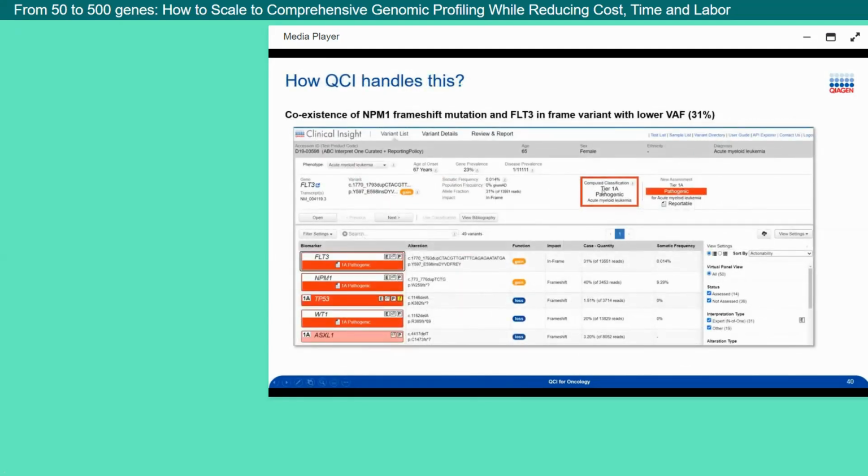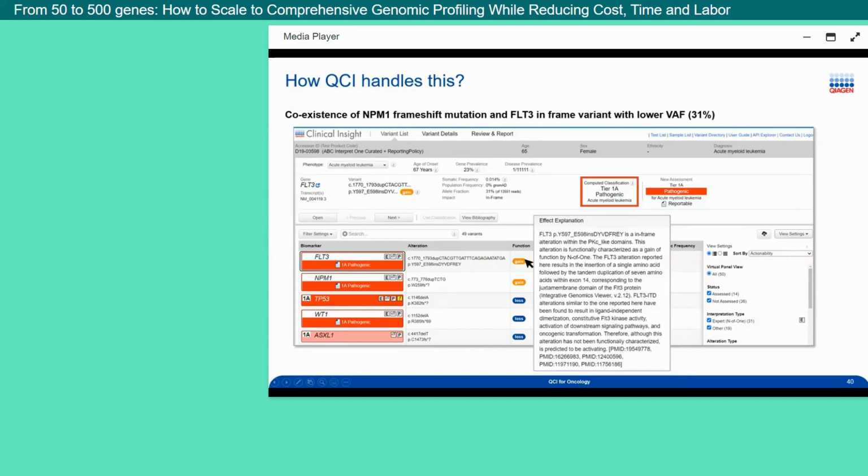So how does QCI handle the scenario of FLT3-ITD and NPM1 co-occurrence? Here you can see an AML case with FLT3-ITD and NPM1 mutation in the variant list. You can verify the FLT3-ITD status by quickly confirming the function, if it's indeed a mutation that has the insertion in the juxtamembrane domain.